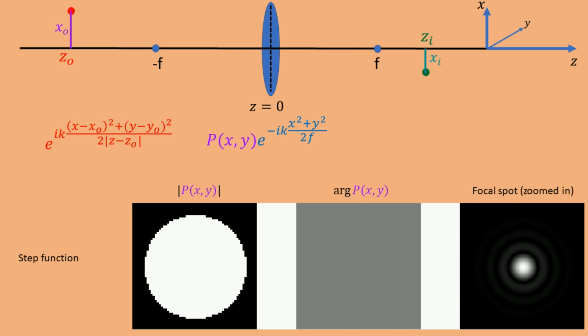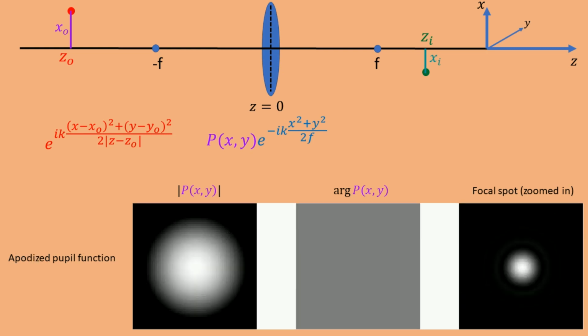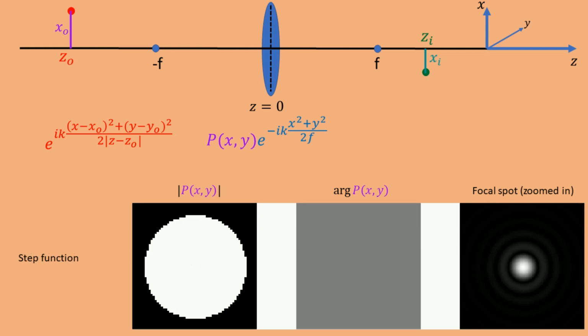But p can also contain additional information. For example, if there are aberrations in the lens, they may also be modeled in the pupil function. Or sometimes we deliberately make p a complicated function to shape the focal field in a particular way, one example of which is apodization. But for the time being, let's just imagine p as a step function to take into account the finite size of the lens. So let's see what happens to the image formation if we take p into account.